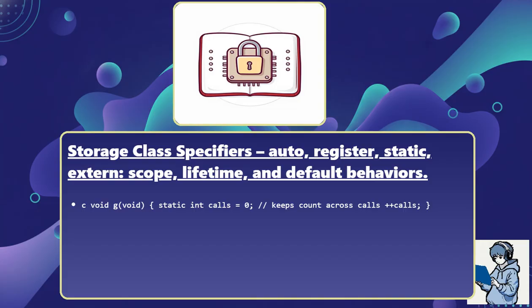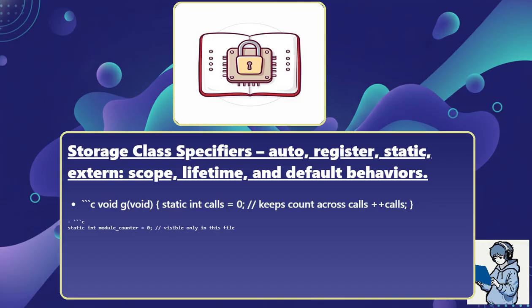Void g of void, open brace, static int calls equals 0. Comment: keeps count across calls, increment calls, close brace. Static int module counter equals 0. Comment: visible only in this file.